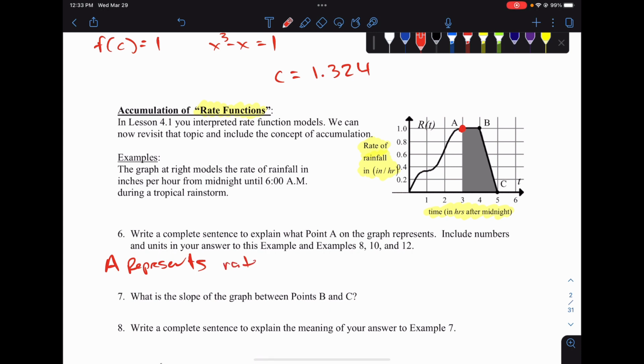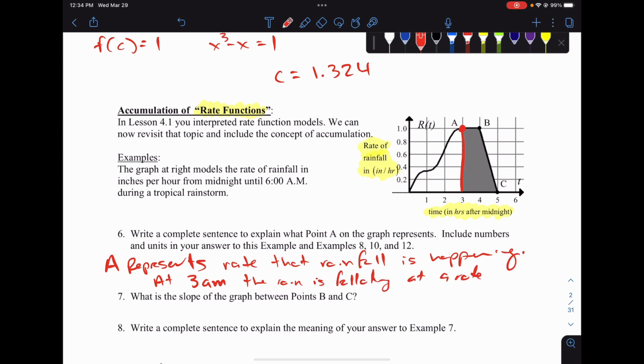the rate that rainfall is happening, is kind of the general description, right? But the specific description would be that at 3 a.m., because that's my x value, the rain is falling at a rate of 1 inch per hour. So at 3 a.m., the rain is falling at a rate of 1 inch per hour.